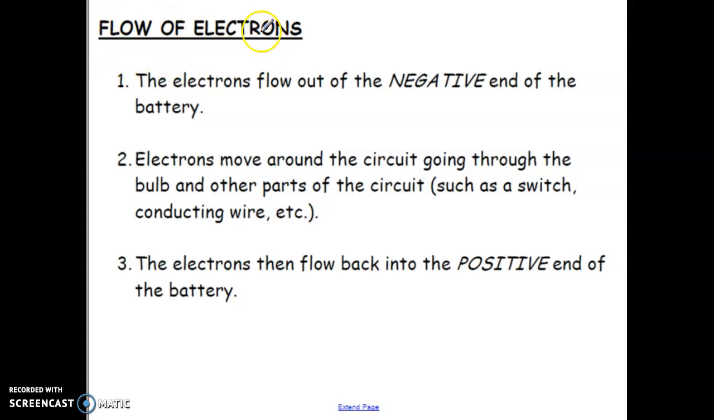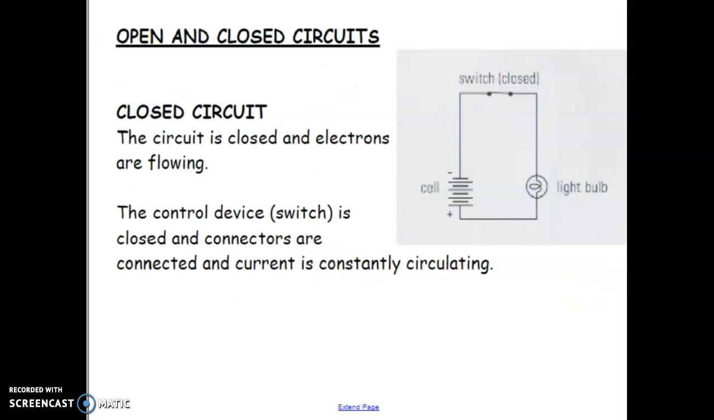So the flow of electrons will always flow out of the negative end. The electrons will move around the circuit to go into all of the other components: the switch, the wires, the loads, however many you happen to have in place for that circuit. And then of course it flows back into the positive end of the battery. So keep in mind, we only discuss electron flow when the circuit is running.